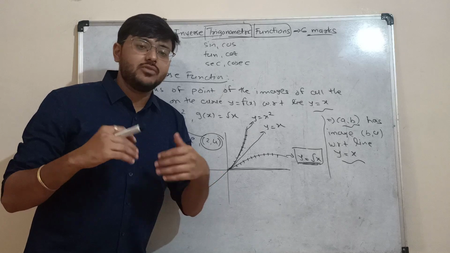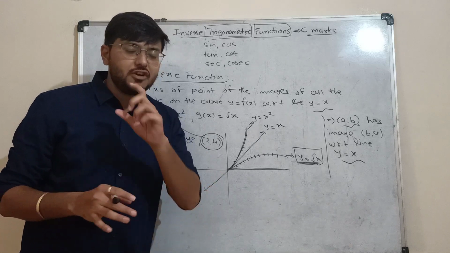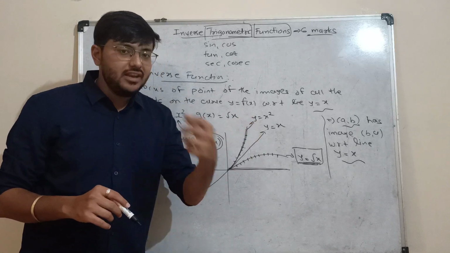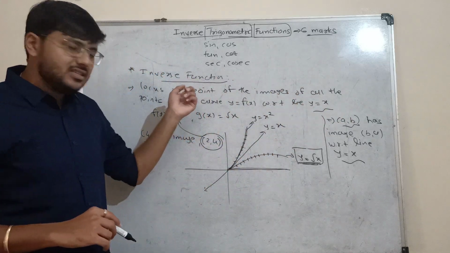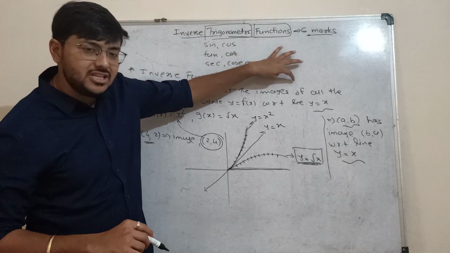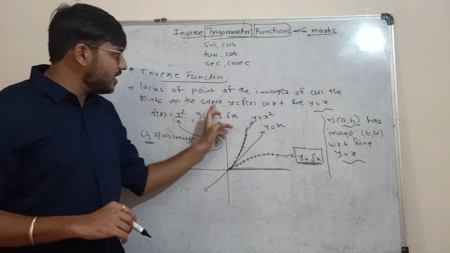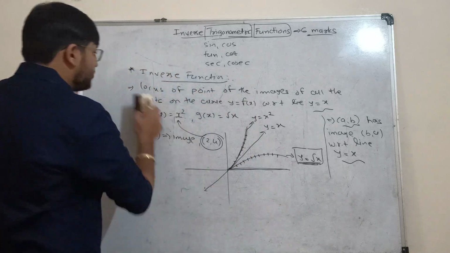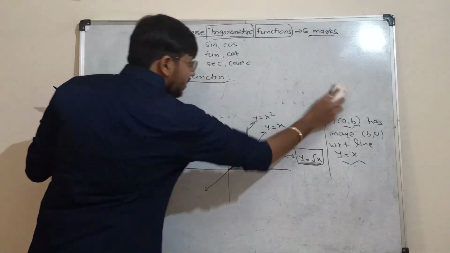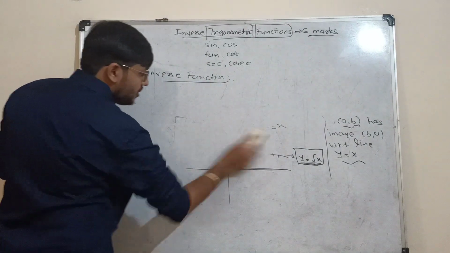Then after, there are some rules that we are going to discuss, but just for a basic understanding of what an inverse is. So in terms of a statement, an inverse is the locus of the points of images of all the points on the curve with respect to the line y equals x. Okay, so now let's talk about technically the definition of inverse.